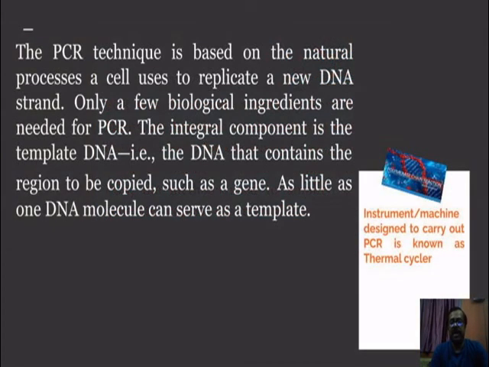Now the PCR technique is based on the natural process a cell uses to replicate a new DNA strand. Only a few biological ingredients are needed for the PCR reactions. So the first one is the template DNA strand. Next, a short stretch of the template strand should be known, that is the flanking region on both sides, on both the strands. The flanking region sequence should be known, because from this known sequence, the primers are designed.